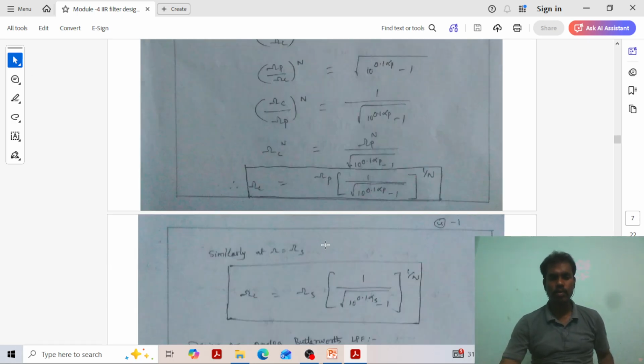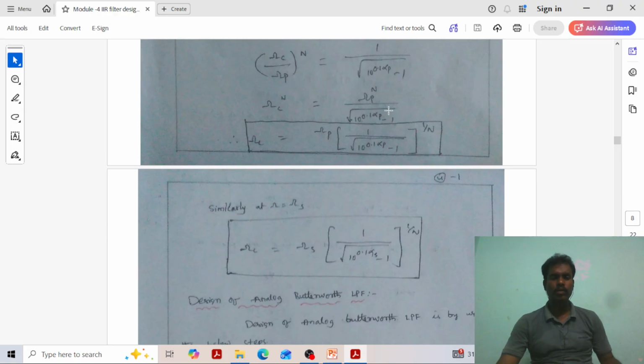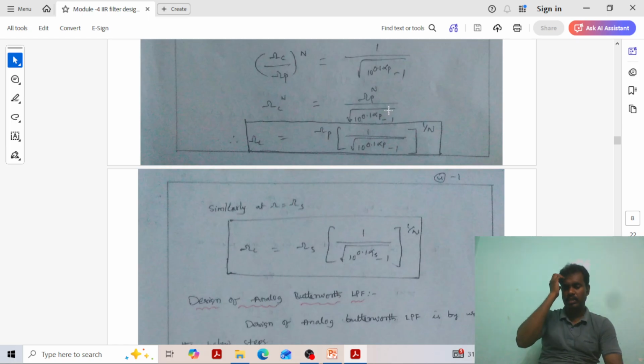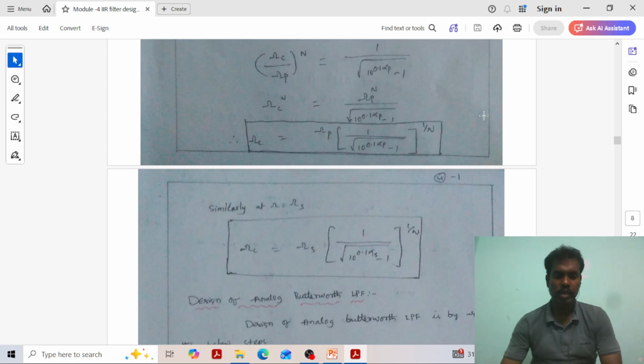So this is the formula for omega c. Either we can use omega p for finding omega c, or we can use omega s also. If it is omega p, the other term is 1 by square root of 10 power 0.1 alpha p minus 1. But if it is omega s, then omega c is equal to omega s into 1 by square root of 10 power 0.1 alpha s minus 1.